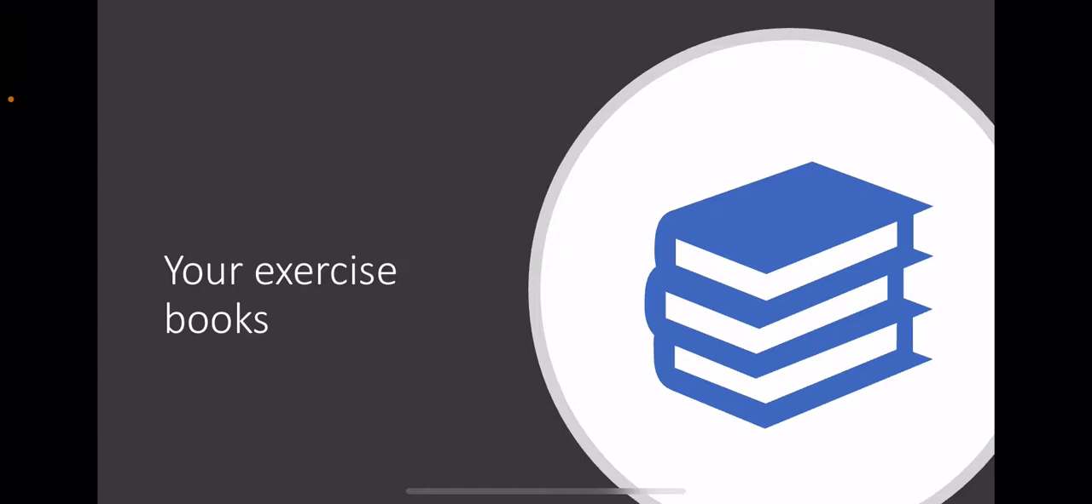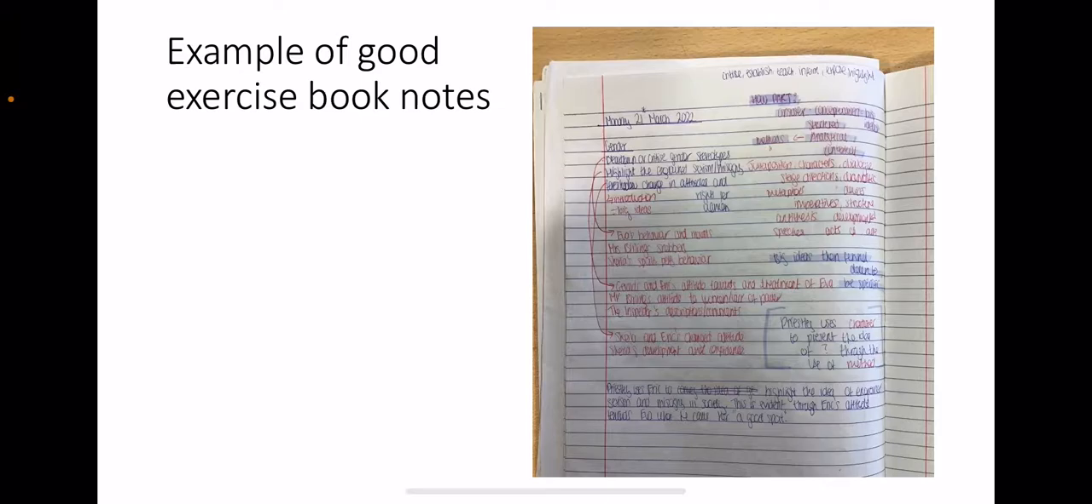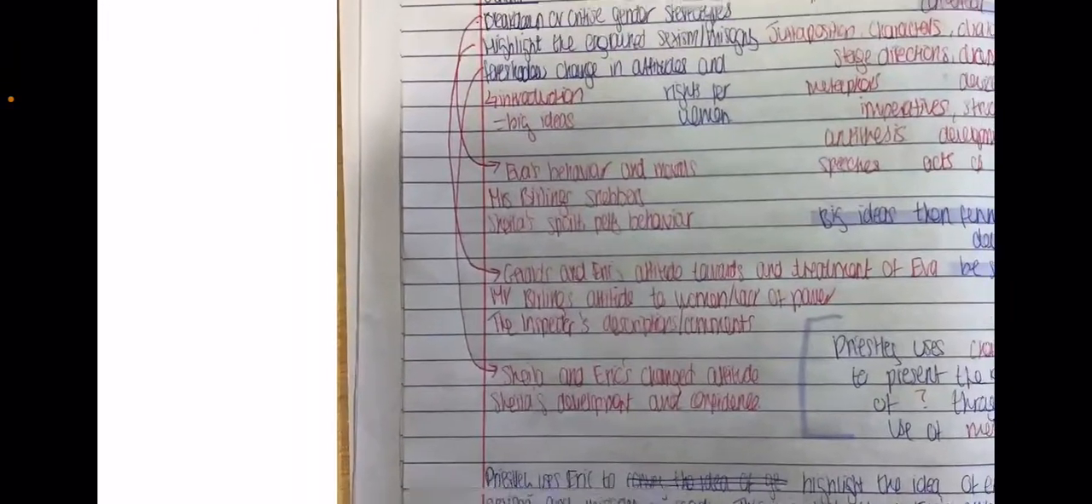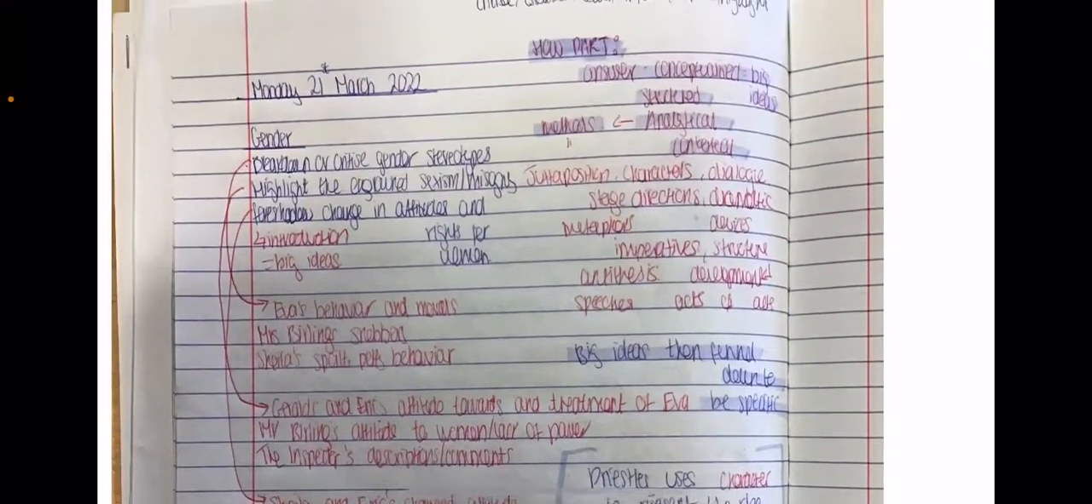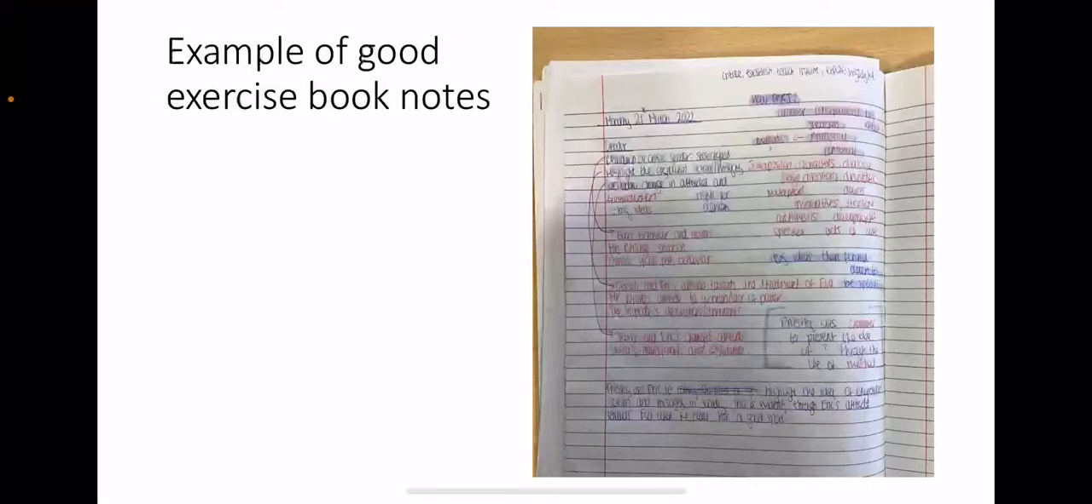Your exercise books are your first port of call. This is an example of a really good exercise book of notes. It's got clear headings, it's used different colours, it's got things put in boxes that are key information. Your books are your learning journeys. If you've dated and titled your books effectively, you'll know exactly what topic you're looking at. You'll know exactly what the learning was that took place, and from that you should then be able to make some notes.